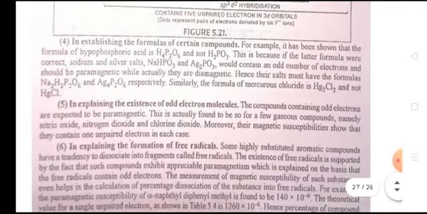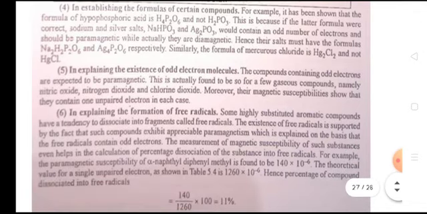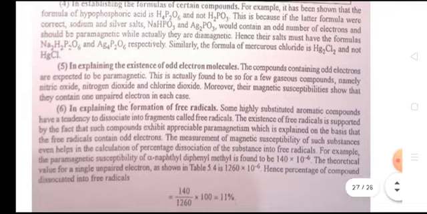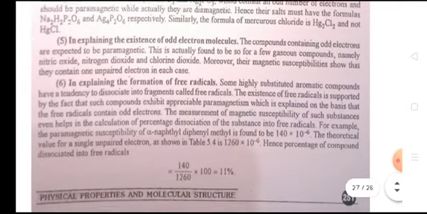And fourth, in establishing the formulas of certain compounds. For example, it has been shown that the formula of hypophosphoric acid is H4P2O6 and not H2PO3. This is because in the latter formula, the corresponding sodium and silver salts, NaHPO3 and Ag2PO3, would contain an odd number of electrons and should be paramagnetic, while actually they are diamagnetic. Similarly, the formula of mercurous chloride is Hg2Cl2 and not HgCl.